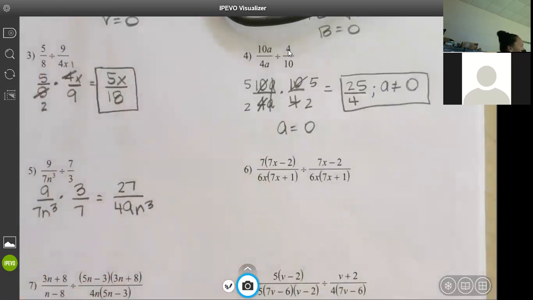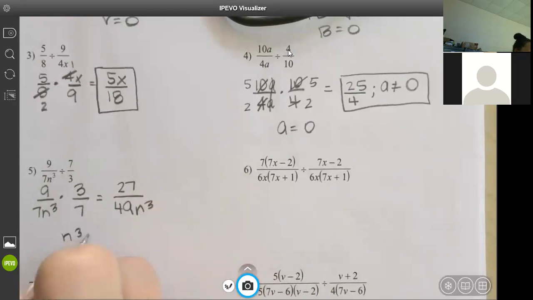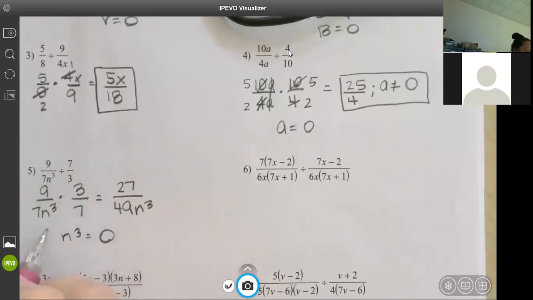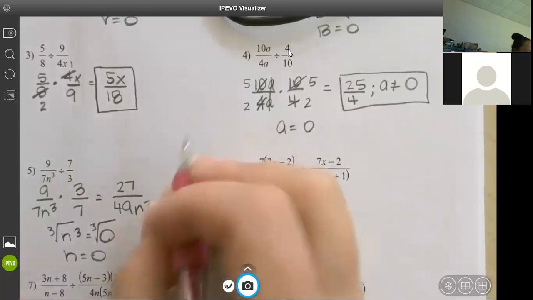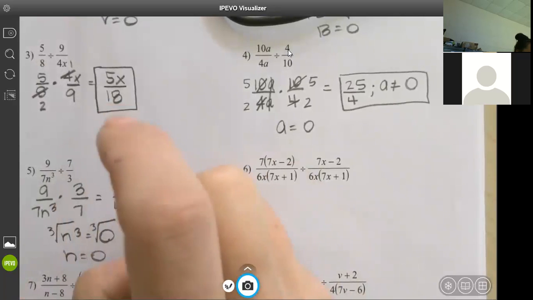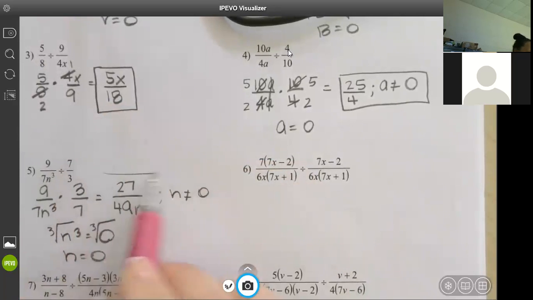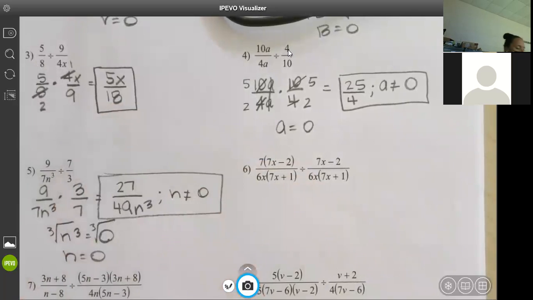Do I have any points of discontinuity? I don't have any holes, but I do have a variable in the bottom, right? So don't forget that. Take that variable, set it equal to 0. Even if we take the cube root, it's still going to be 0. So this has a vertical asymptote at 0. Okay, so remember, it's not only what you mark out, but it's what you leave in the denominator.